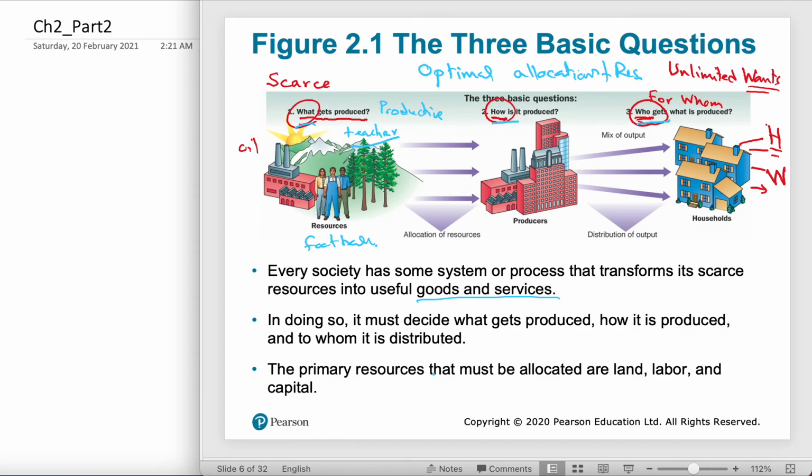So the primary resources that must be allocated are land, labor, and capital, or land is also called natural resources, as we mentioned in the previous lecture. So how are we going to allocate them to get the optimal solution? Economics is about finding an optimal solution. If you find the optimal solution, then we say the economy is efficient. Efficiency. So how can we reflect these questions and how the choices are made? An efficient solution is that we are using our resources in the most productive manner, and it means that they are going to have the least opportunity cost.